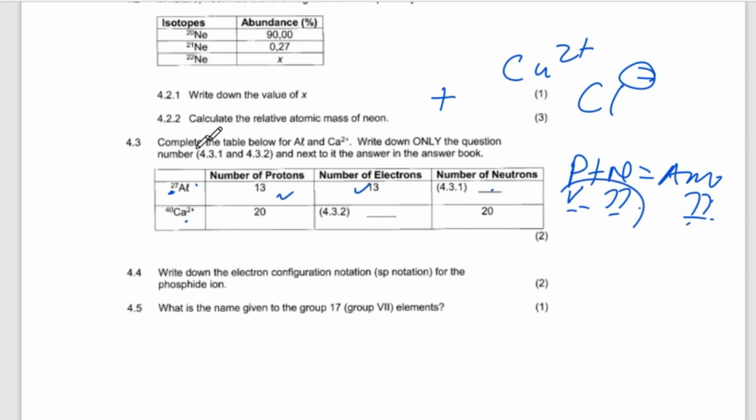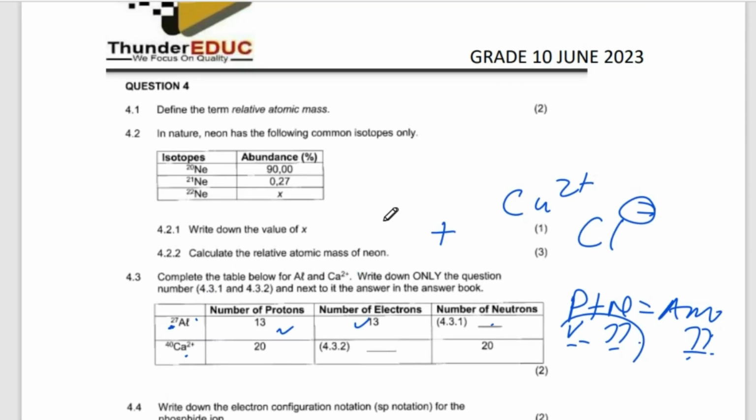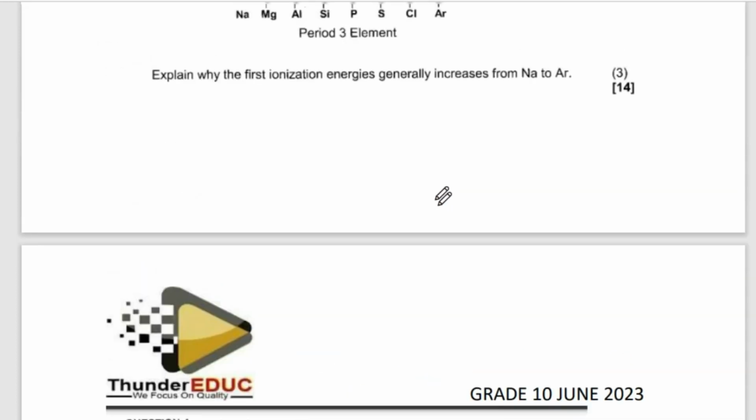So it's simple. Calculate relative atomic mass of this. Here it is simple. Calculate the value of x, because this is percentage. So you have to say 90 plus 0.27 plus x is equal to 100. And then you find the x. Then after that, to calculate for this, 90 divided by 100 times the mass, which is 20, plus you go to this one, divide by 100 times 21. You go to this one, divide by 100 times this. The answer you get will be the answer for that. So don't forget that this is a bonus.